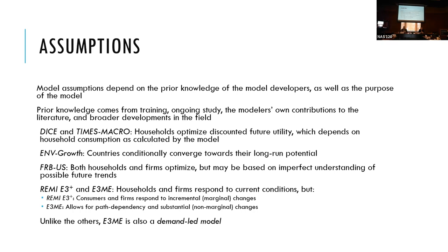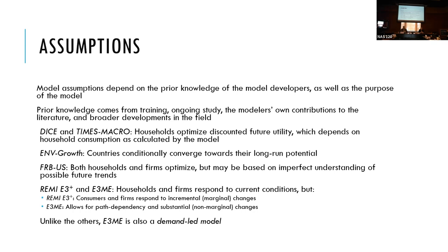In FRB US, households and firms optimize, but there are actually two options. You could optimize according to the simulation of the model, or you could say it's based on imperfect understanding of possible future trends. So you can have wrong assumptions. And both REMI E3 Plus and E3ME are simulation models in which households and firms respond to current conditions. And this sort of model allows you to do those non-linearities without a huge computational burden, because you're not trying to do intertemporal optimization. You're taking it forward step by step. REMI E3 Plus focuses on marginal changes, whereas E3ME allows for path dependency and structural transformation.